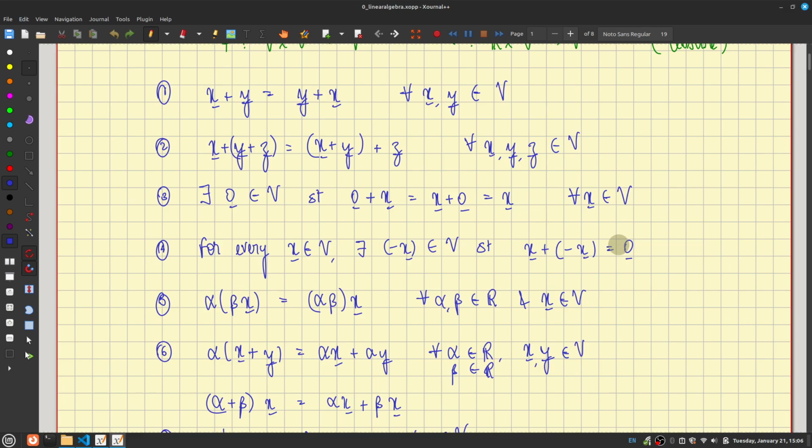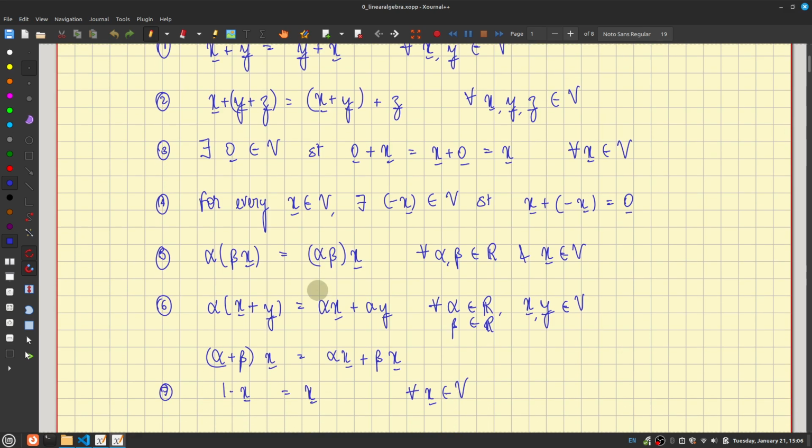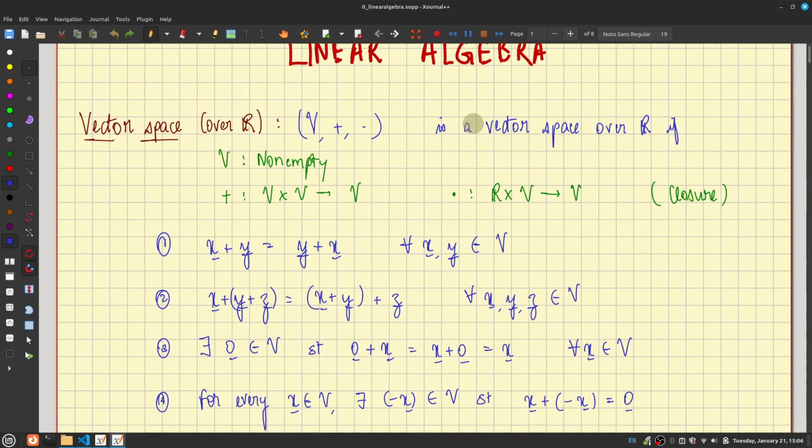The multiplication operation should satisfy certain properties. Multiplication should be associative. It doesn't make sense to define commutativity because we always assume that the multiplication is a map from R cross V to V. So the first element is always a real number and the second element is always a vector.